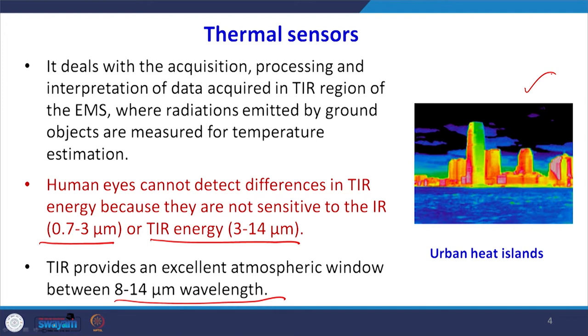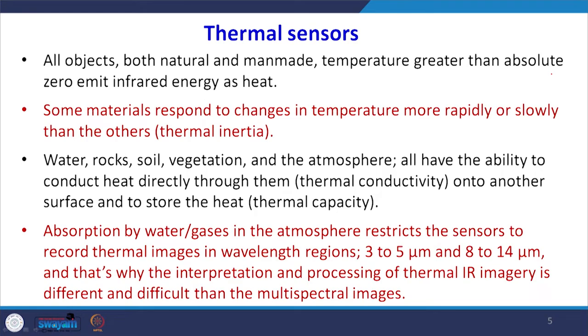The diagram on the slide on the right shows the urban heat island. This is the thermal infrared image, and the different colors here are indicating basically the temperature difference. They are related to the temperature of the structure.